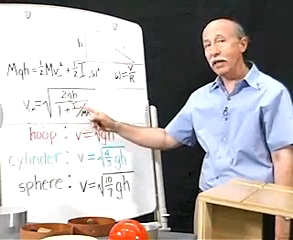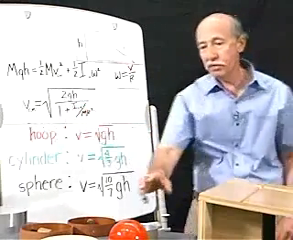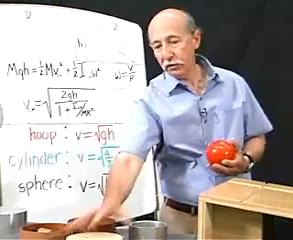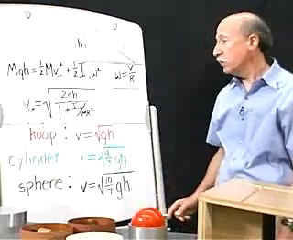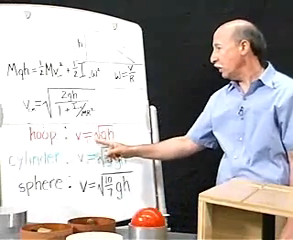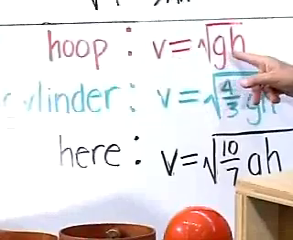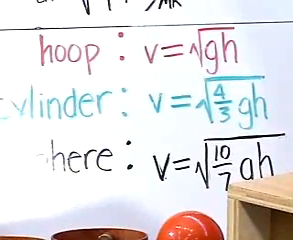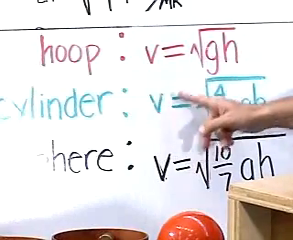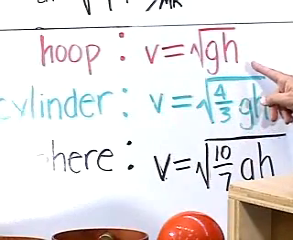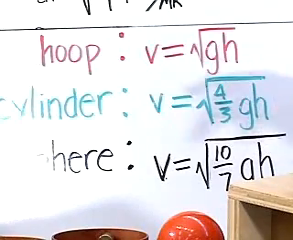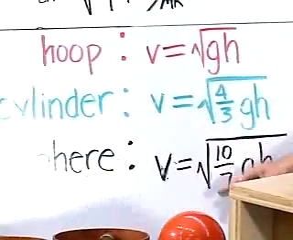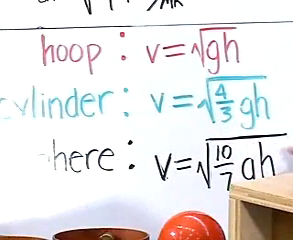If we put in the actual value for the moments of inertia of this sphere, of this hoop, and of this disk, we're going to find that the final velocity will be different in these three cases. For the hoop, the velocity is the square root of 1 times gh, where g is the acceleration of gravity, and h is again the vertical height to which the ball fell. For a cylinder, the velocity is the square root of 4/3 times gh, that 4/3 arising from the different matter distribution in a cylinder. And finally, in a sphere, the velocity is the square root of 10/7 times gh.